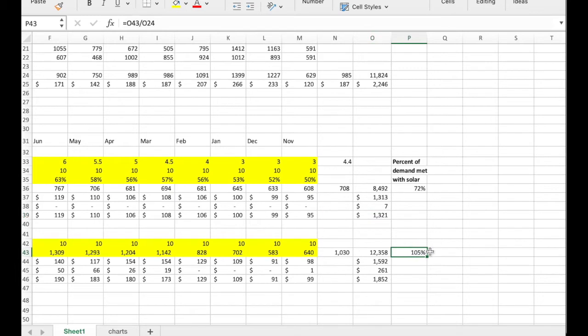Now, I will just say that you don't really want to plan your array for more production than you're going to consume in your house. Generally, the utilities don't look favorably and don't give you a very good rate if you're pushing more electricity out to the grid, averaged over a 12-month period of time, versus what you're consuming. So it's good to plan on something below 100%.